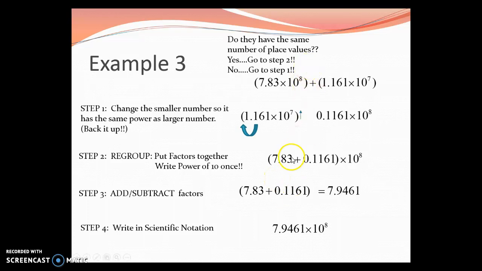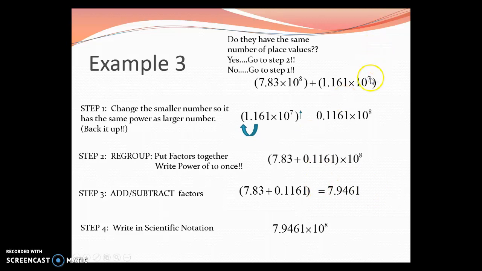If this is moving too fast, feel free to pause the video. The steps are the same. This is going to be your key right here. When the numbers are not in the same place value, you have to change the smaller one. And we change the smaller one because when we make this addition or subtraction, we shouldn't have to convert this. This number will be between 1 and 10.